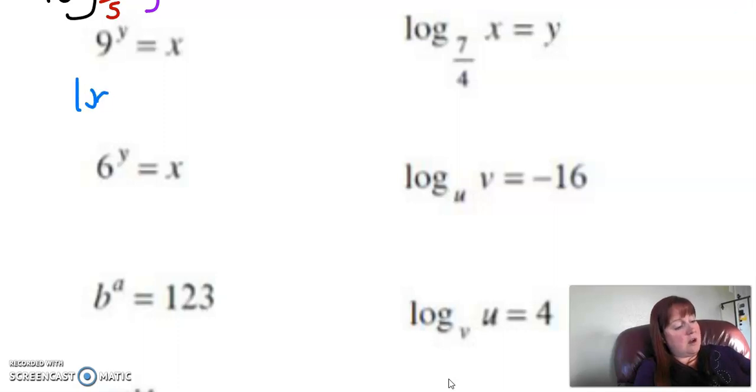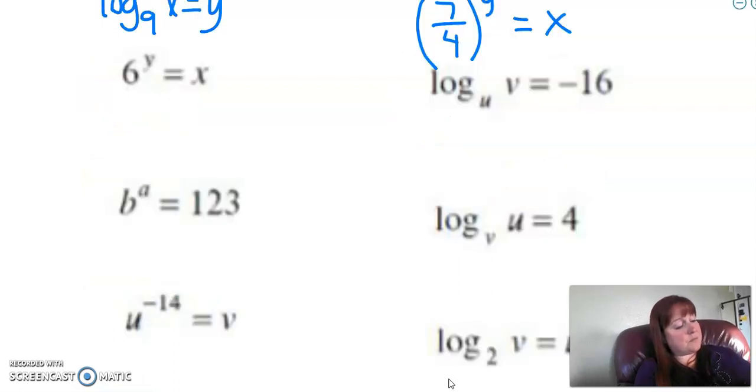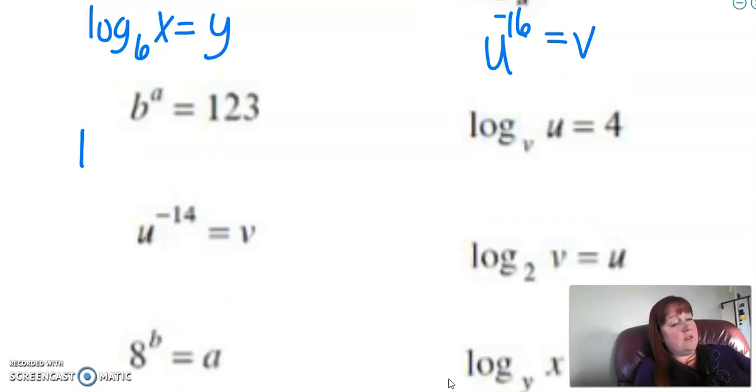This one would be log base 9 of x equals y, because the answer to a log is an exponent. So the exponent should be the answer. This would be 7/4. What is the exponent? Well, it's the answer to that log, which is y, and that equals x. This would be log base 6 of x equals y. This would be u to the -16th equals v. This would be log base b of 123 equals a, because the answer to a log is an exponent.